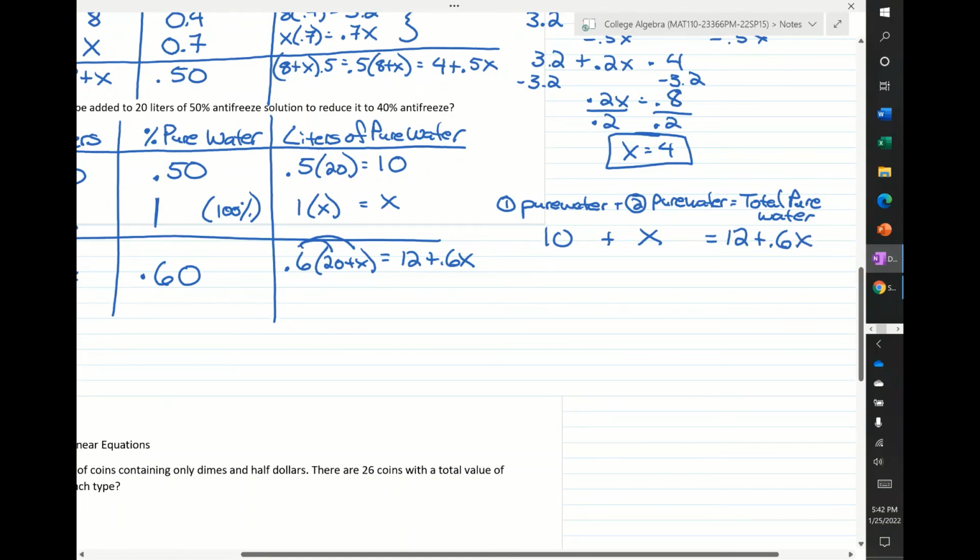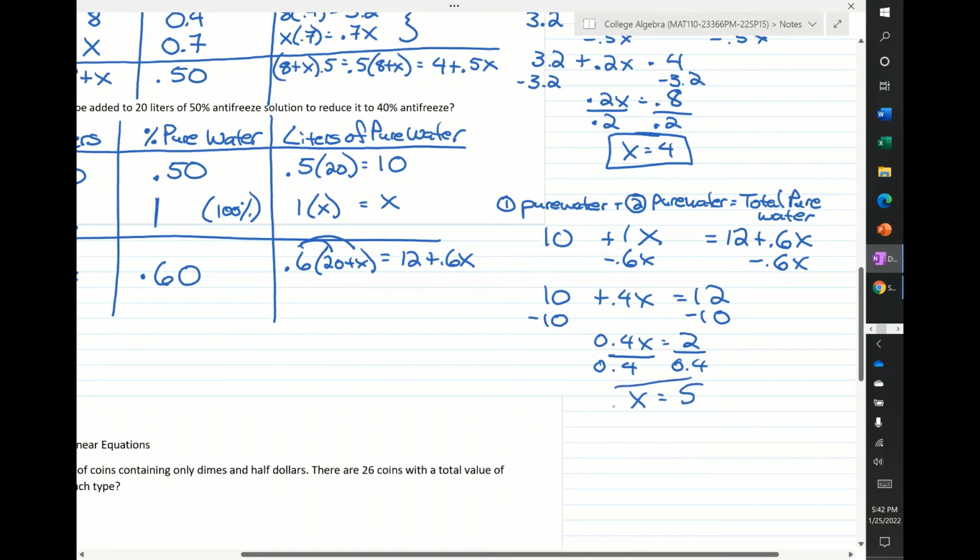And if we solve this equation, we'll get the total number of liters of pure water. Let's go ahead and do that. I'll subtract 0.6X on both sides. 1 minus 0.6 is just 0.4X. The 10 on both sides. And divide by 0.4. And that gets X is equal to 5. That's the liters of pure water.